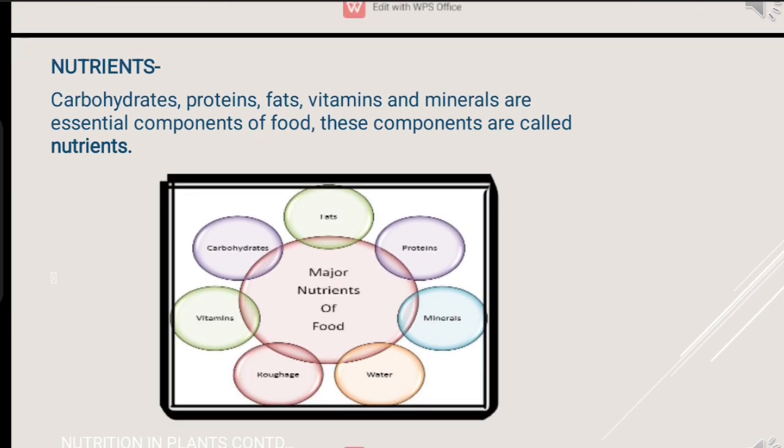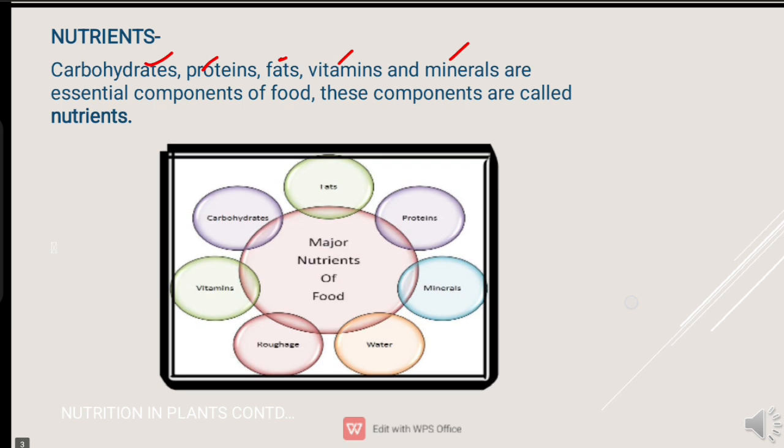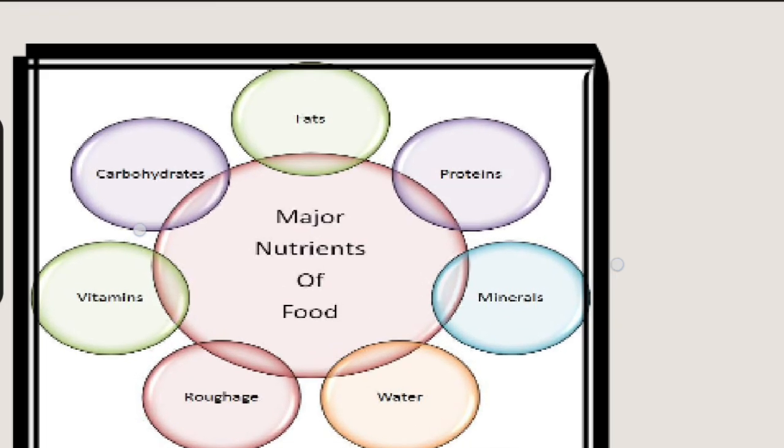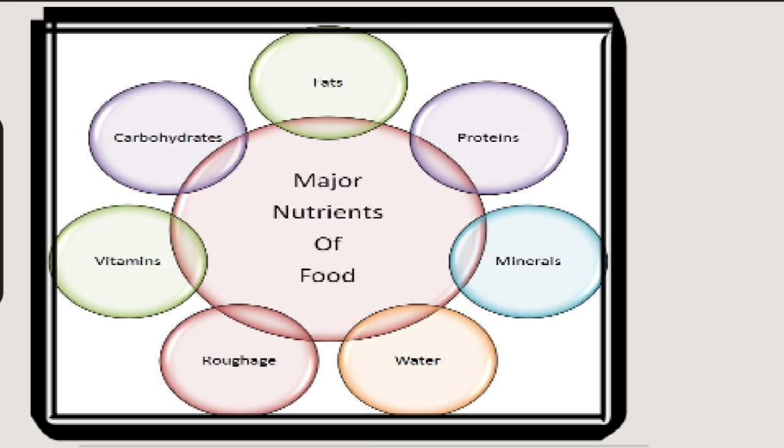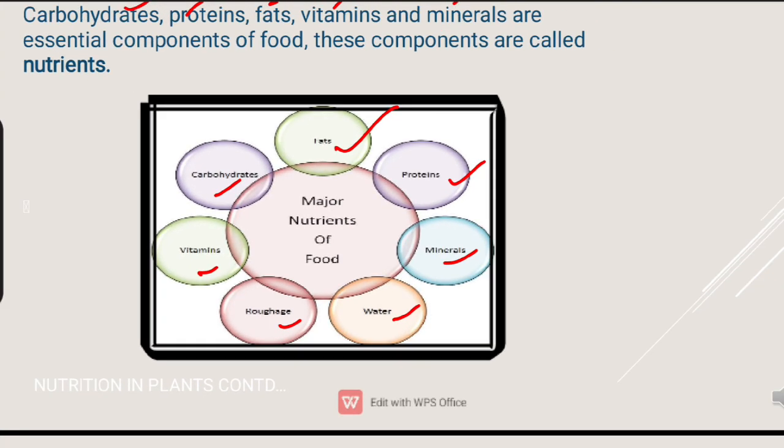Now, nutrients such as carbohydrates, proteins, fats, vitamins, minerals are the essential components of food, or these are called nutrients. Major nutrients of the foods are protein, minerals, water, roughage, vitamins, carbohydrates, and fats. We obtain all these from different parts of the plants.